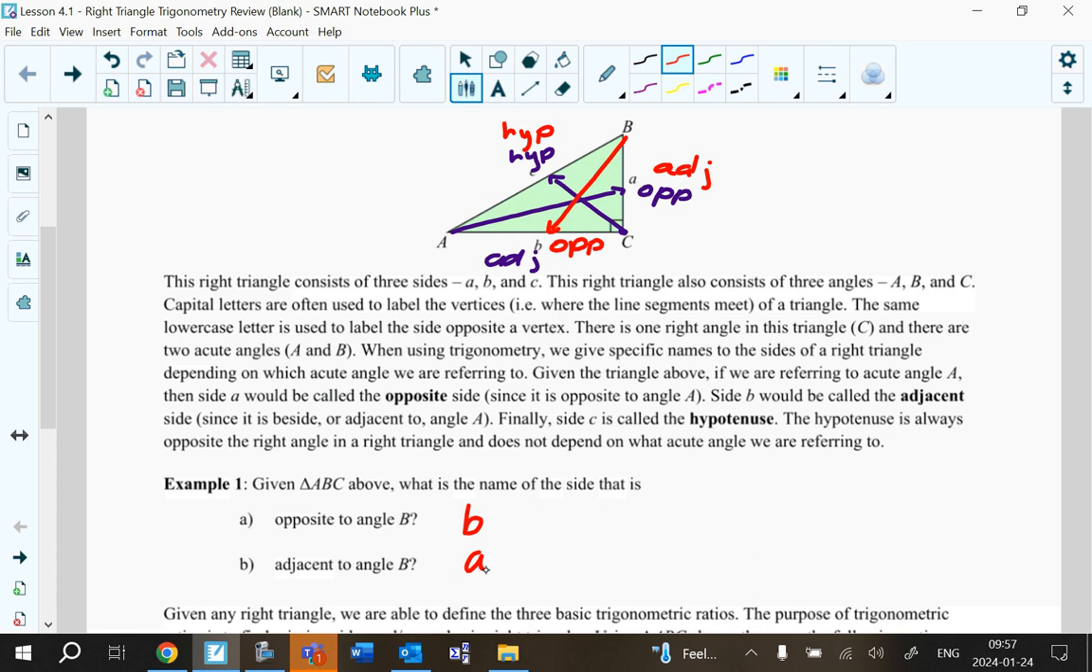So you need to be comfortable with how to identify opposite, adjacent, and hypotenuse, because if you can't identify those, then it's going to be hard to use the trig ratios because it involves those. So what if I gave you this? I'm just going to give you another one. No, I'm going to draw it a different way.